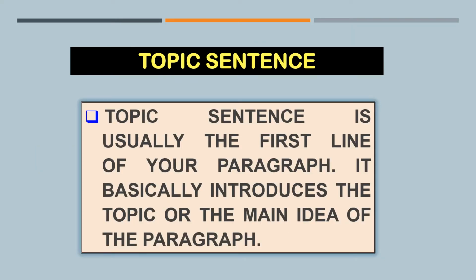So let us learn now first what is the topic sentence, the first part of a paragraph. Topic sentence is usually the first line of your paragraph. It basically introduces the topic or the main idea of the paragraph. So the topic sentence is the first line of the paragraph and it tells you what you're going to write about, the main idea of your paragraph, the main theme of your paragraph.